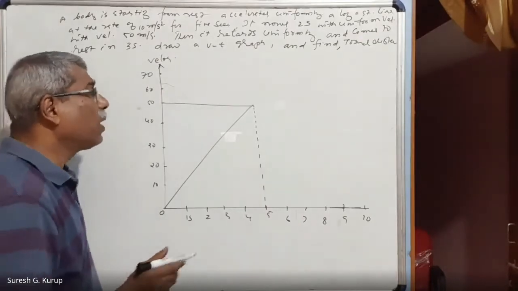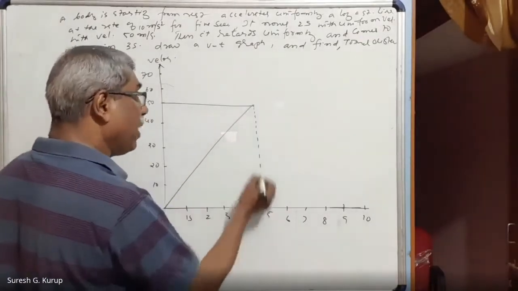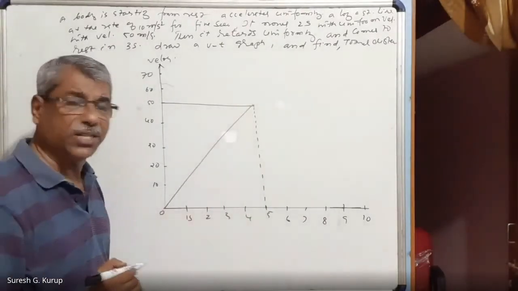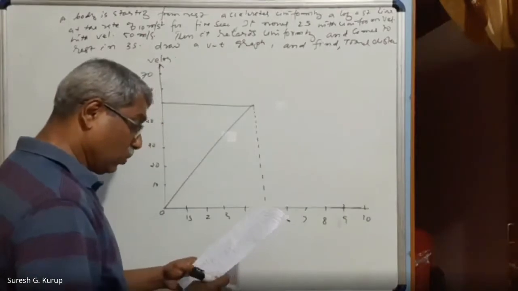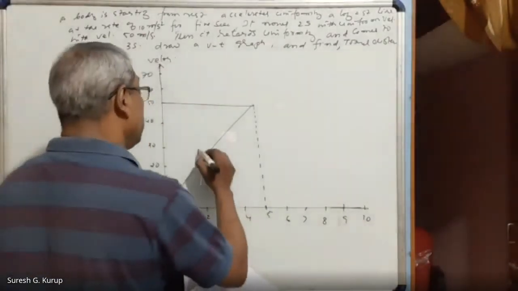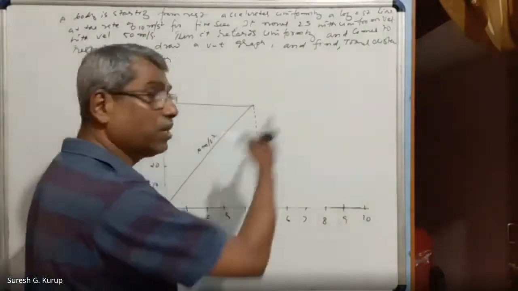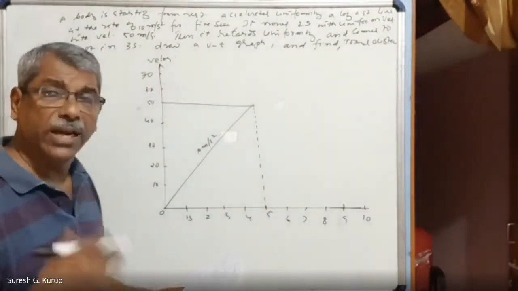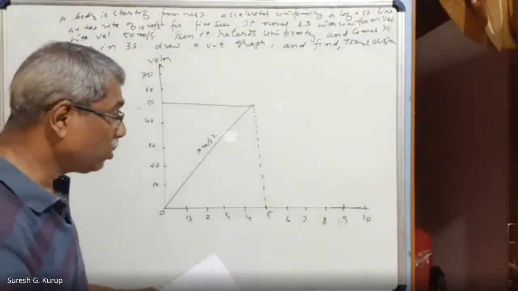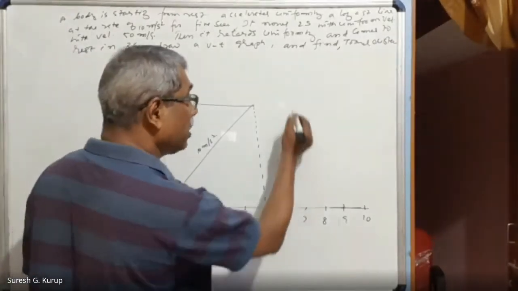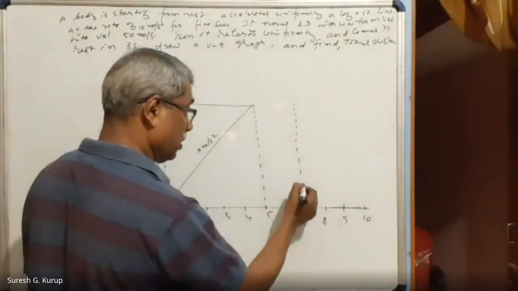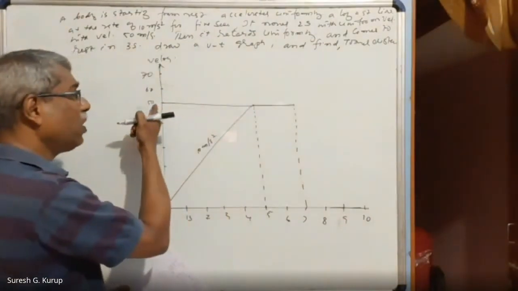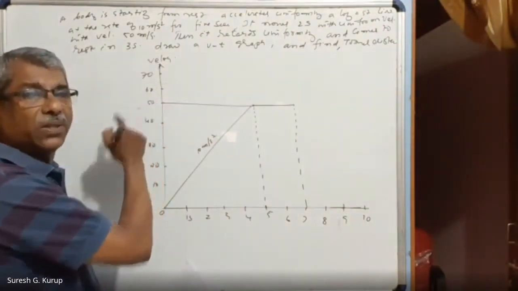Up to 5 seconds, the body is traveling with a uniform acceleration. What is the acceleration? 10 meter per second square. That is why it is a straight inclined line. After 5 seconds, the next 2 seconds, meaning 5 to 7 seconds, the body is moving with uniform velocity. What is the velocity? 50 meter per second.